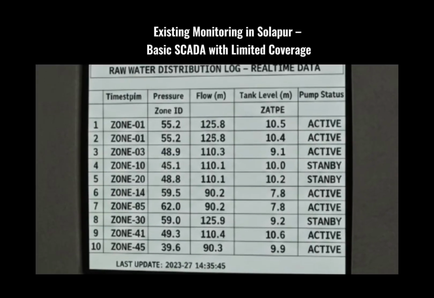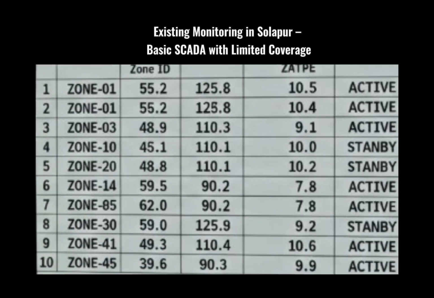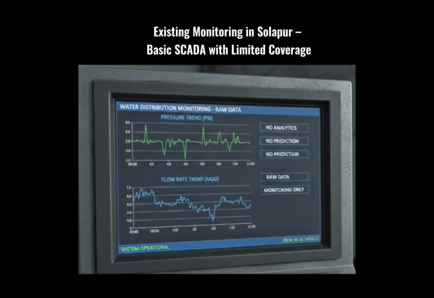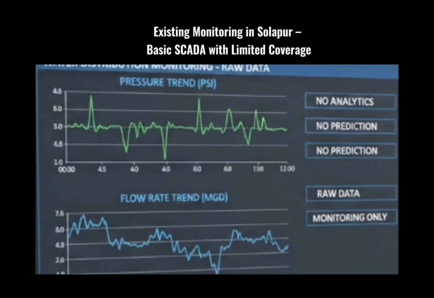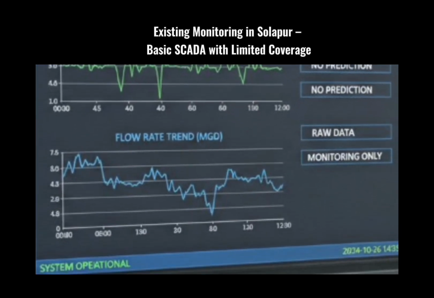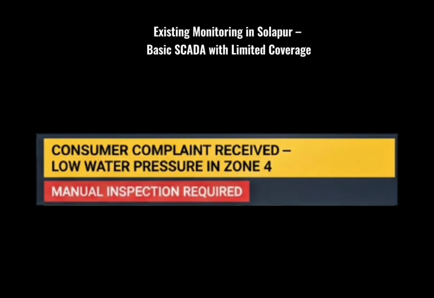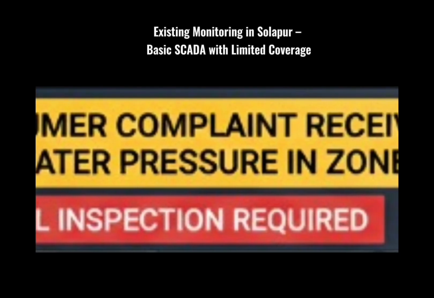Solapur currently uses SCADA for monitoring key points in the network, which provides essential real-time operational data. However, its coverage is limited to sensor-installed locations and does not extend visibility to non-sensor zones. Monitoring today is largely reactive. Faults are identified after they occur, with no predictive analytics or early anomaly detection.